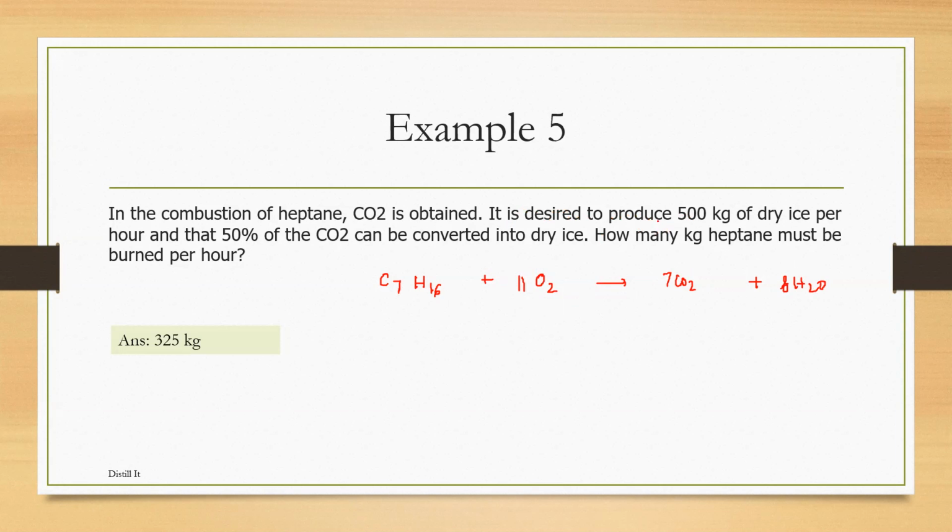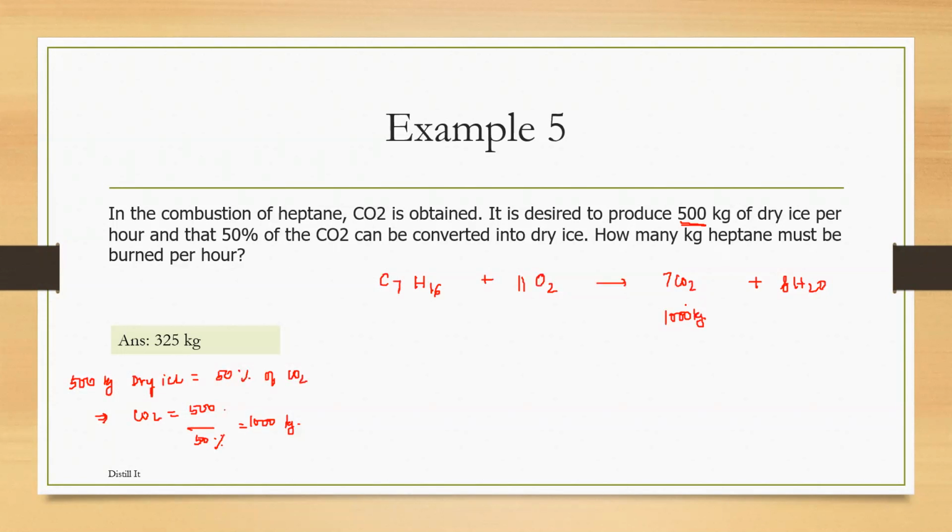Now they have given that it is desired to produce 500 kg of dry ice and 50% of carbon dioxide can be converted into dry ice. So if we have 500 kg of dry ice, that means it is 50% of the carbon dioxide that has been produced. Therefore, carbon dioxide would be 500 upon 50%, which is equal to 1000 kg, right? So CO2 is going to be equal to 1000 kg.